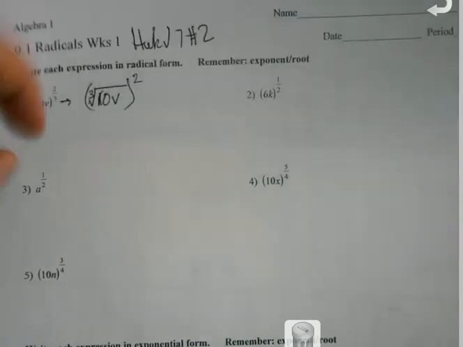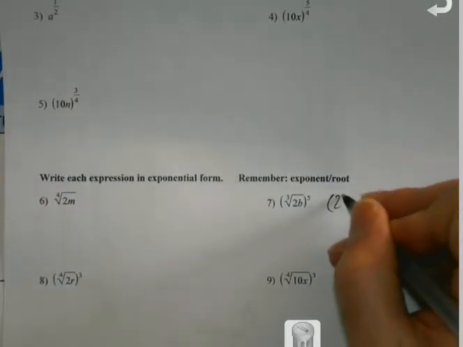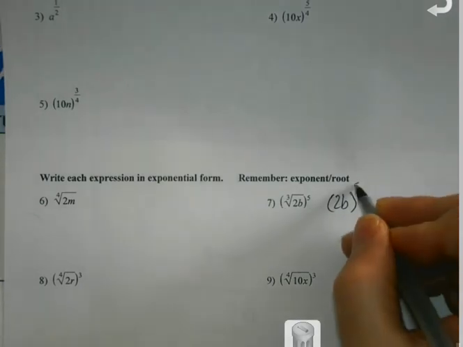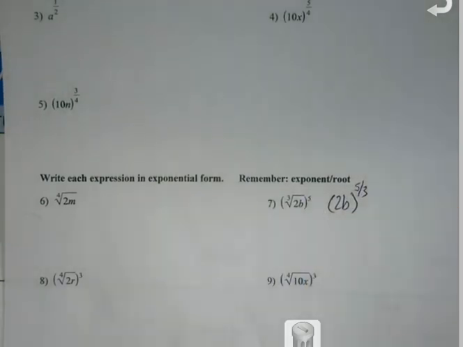When I get down below, it's just the opposite. I write whatever's in the radical back into the parentheses. And what's my new exponent going to look like? 5 over 3. Exponent over root. We're good to go. It's just writing them back and forth to get used to what the form's going to look like. How would we do number 10?